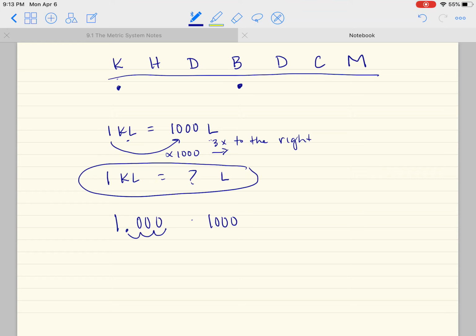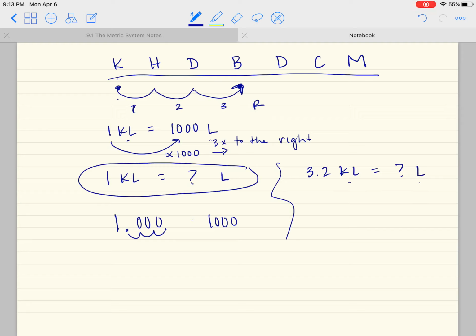So if the question was, what is 1 kiloliter in liters, we are starting at kiloliters and trying to get to the base, which is the liters. To go along this lineup from kiloliters to that base, I have to move from kiloliters to hecto, to deca, and then to the base. That would be 1, 2, 3 moves of the decimal to the right. That's showing me to move my decimal 3 times to the right.